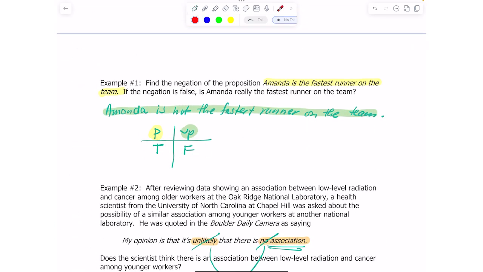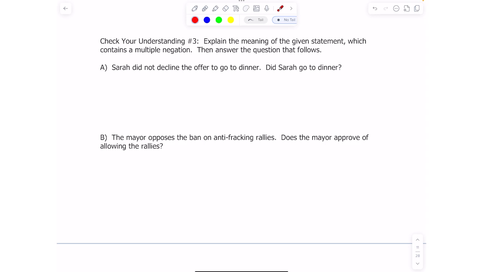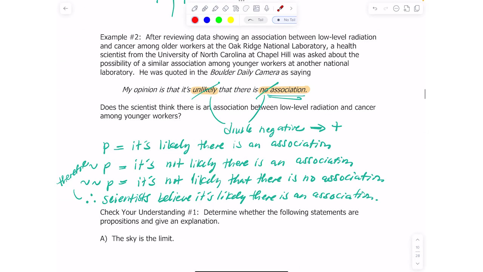And for the last check your understanding, you're going to explain the meaning of the given statement, which contains a multiple negation, and then answer the question that follows. So a multiple negation is like a double negative, right? It's multiple negatives. It doesn't even just have to be two, it could be more than that. But you want to analyze that for the actual meaning.